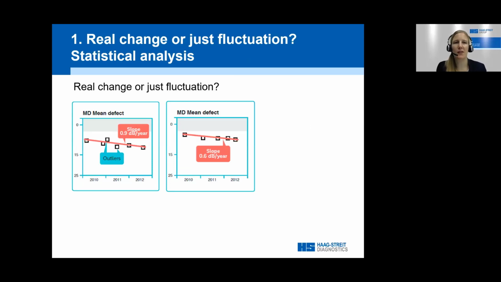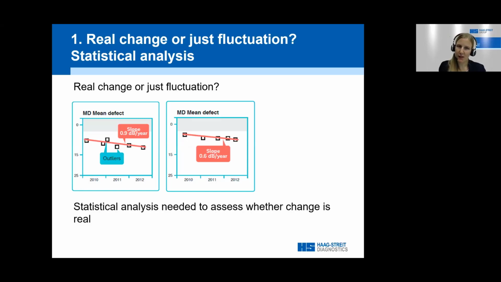And now let's get back to this core question: is this just fluctuation, or is it actually real change? And the more unreliable your data, the harder it is to figure this out. You see here on the left, you have a 0.9 decibel rate of change per year. On the right, it's smaller, but the data, you can also visually see it, is much more consistent. And to go beyond what we human beings can see, we use statistical methods to determine what's a significant change.